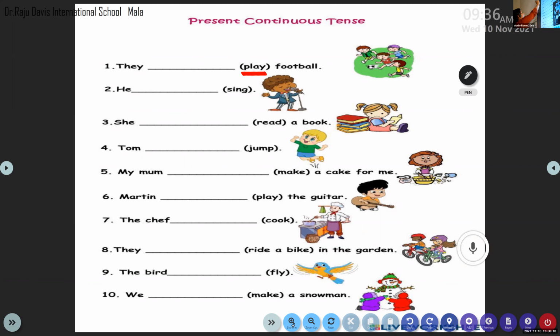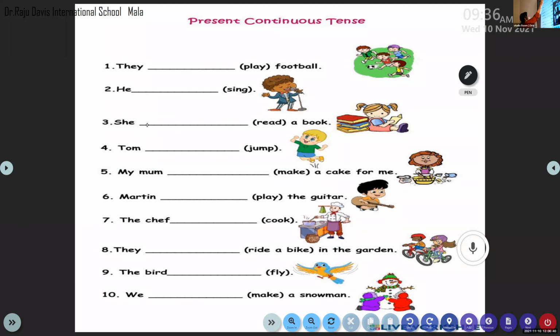Here, they dash play football. We have already learned the form of action in progress. First we have to add a helping verb plus the verb plus the ing form. Write only the answers. I don't want the questions. I'll tell you the first one.